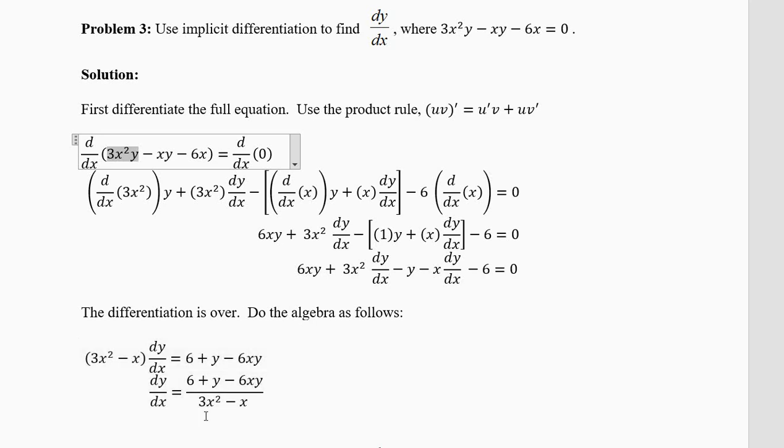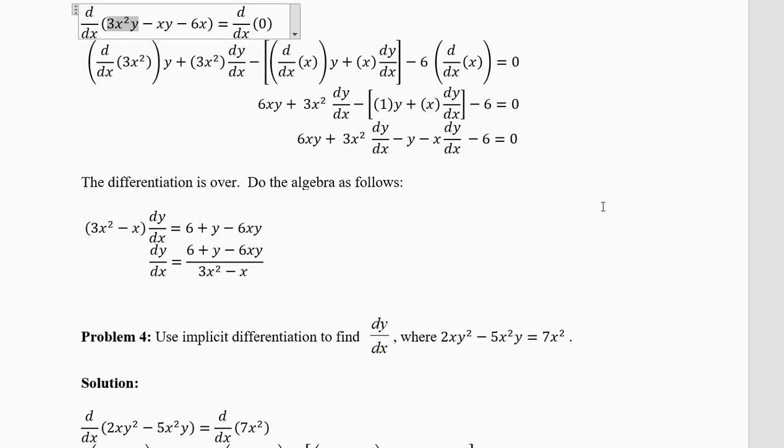Now take this bracket down. No need to write the bracket here or here. So dy/dx is (6 plus y minus 6xy) divided by (3x² minus x). Don't do any more algebra. It is not useful. There is no need to do anything more. The differentiation is over.